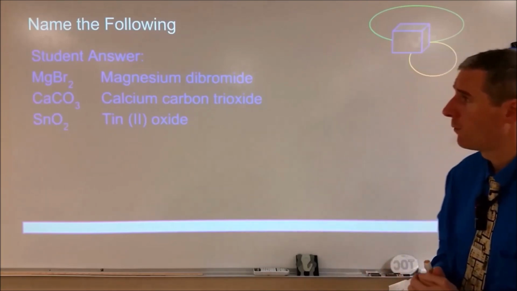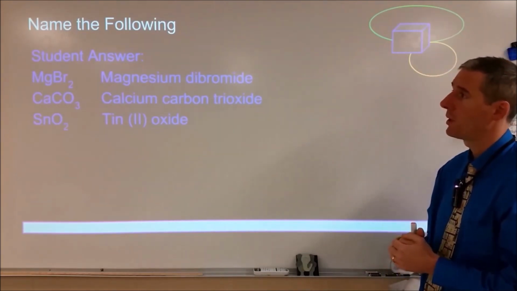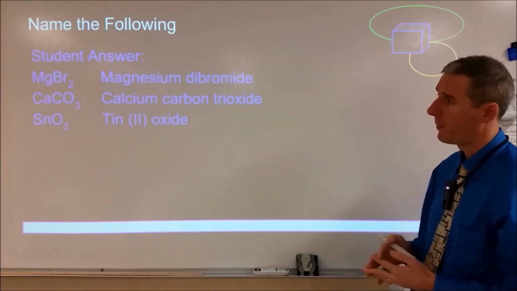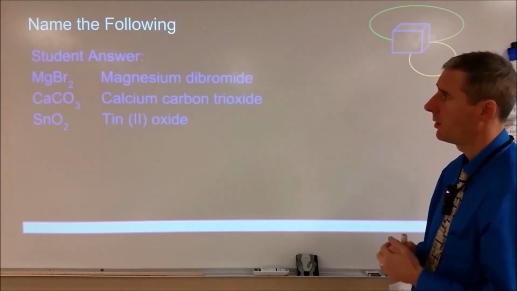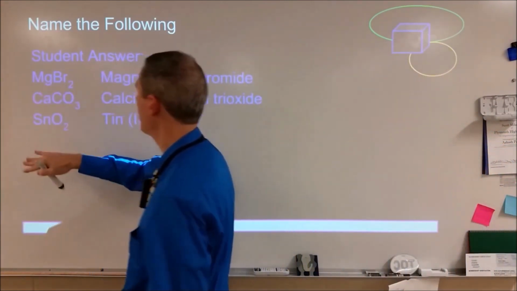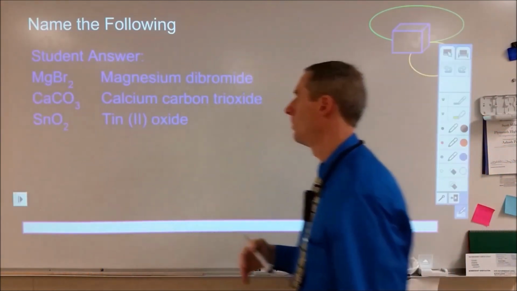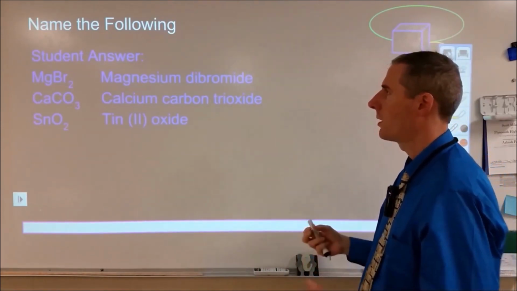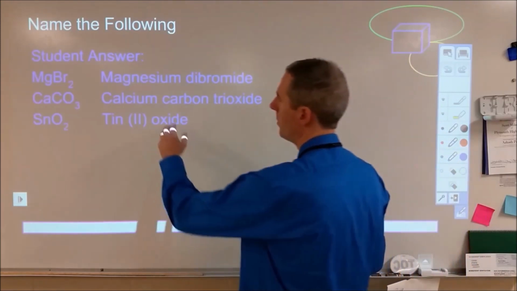Here we're going over naming and formula writing, so some basic chemistry stuff, and lots of things crop up in this that linger for a long time, so it's important to straighten out and make sure you have a good understanding. So here we have: name the following. We have MgBr2, CaCO3, and SnO2. All of these cases are examples of students who have a certain thing that they're not quite certain of, and let's go through and look at each one.